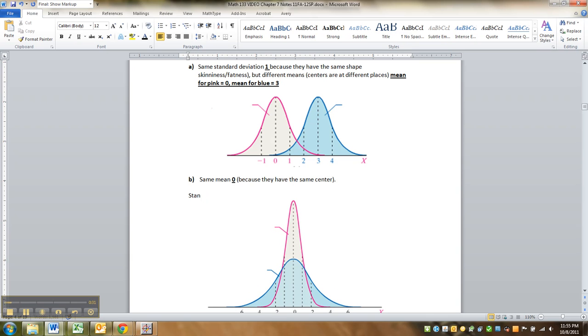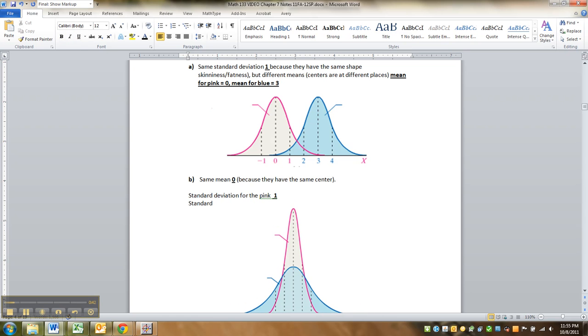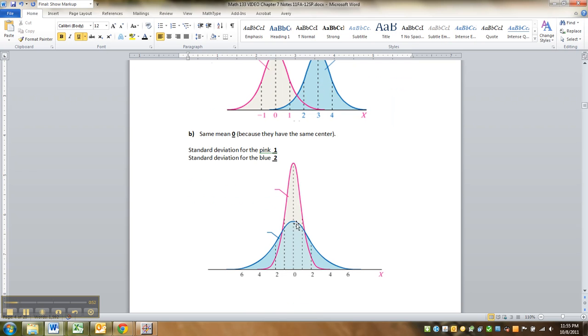Standard deviation for the pink, if I could fit this up, is 1. Standard deviation for the blue, if I could type correctly, is 2. Now, how do I know that? Okay, well, look at the pink curve. See how the center is 0?